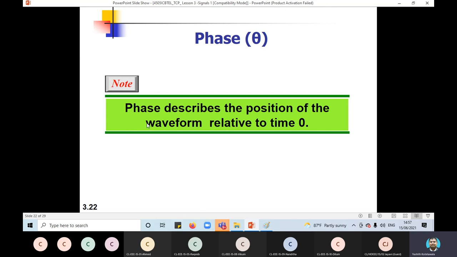So what is phase? The definition says phase describes the position of the waveform relative to time equal to zero. When time is equal to zero, the position of the wave component is what we call the phase angle.